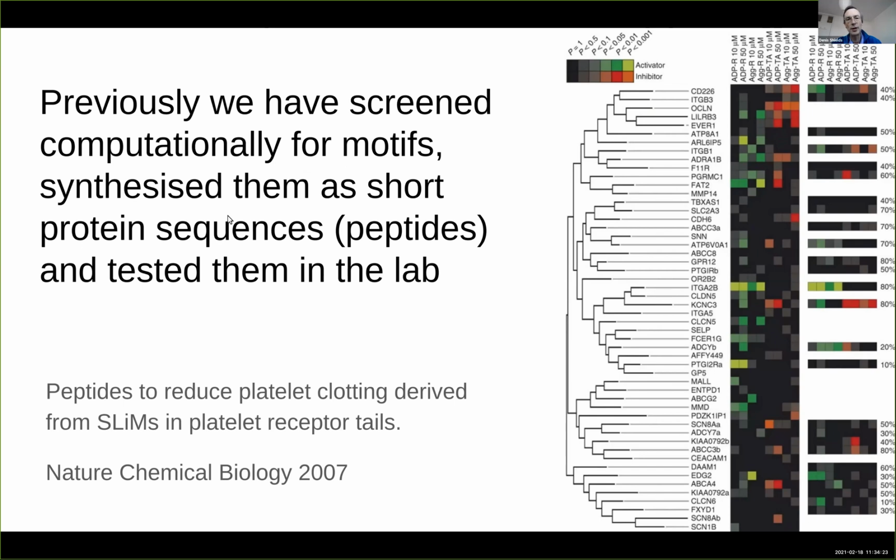So previously we tried to screen computationally for motifs. We'd synthesize them as short protein sequences and test them in the lab. An example of one time we did that, we were working on those platelets that I mentioned earlier, those blood clotting cells. And we looked at the bits of those proteins that are stuck in the membrane. We just looked at the bits that are inside the cell, and we tried to identify the very interesting SLiMs in those, the short motifs, and we tested them experimentally. I won't go into the details of this. It was a fairly convoluted logic, but we threw up some really interesting findings, I think. But the difficulty and the challenge for us was probably in further experimental follow-up beyond the initial validation.